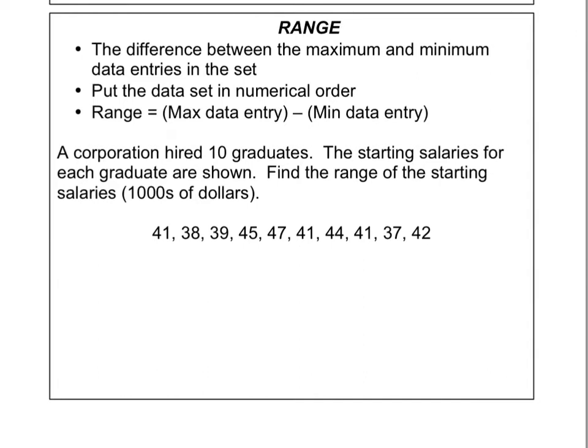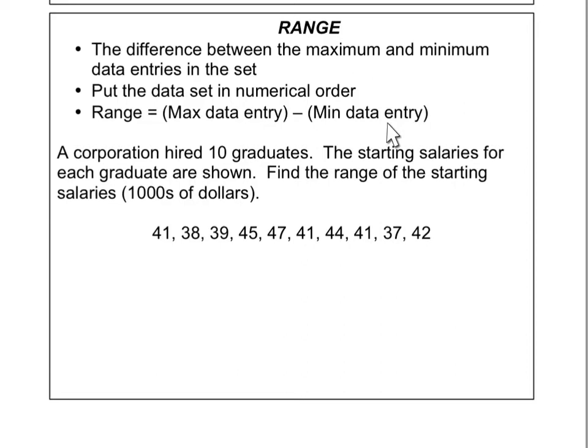The range is the difference between the maximum and minimum data entries in the set. So in order to find the range, you're going to put the data set in numerical order, smallest to largest, and then you're going to take the biggest entry, subtract the smallest entry, and that's your range. So it's pretty simple.